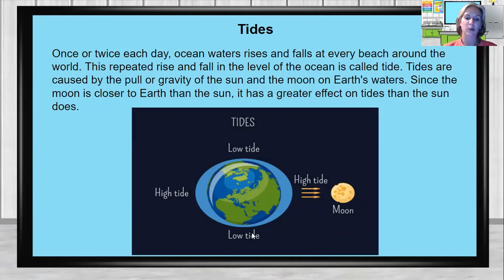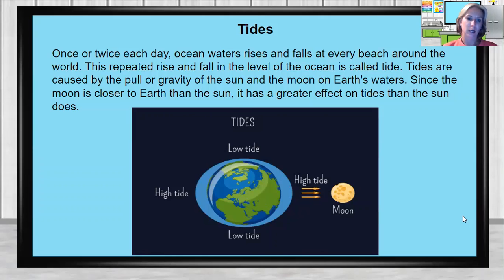So you'll see this blue outline here represents the bulging of the waters, and it occurs on the side where the moon is and then the opposite side, and the low tides occur just above and below, or perpendicular to, wherever the moon is. And it's because this water is being pulled this way, it's being pulled this way, and the Earth is also spinning, so that affects it as well.